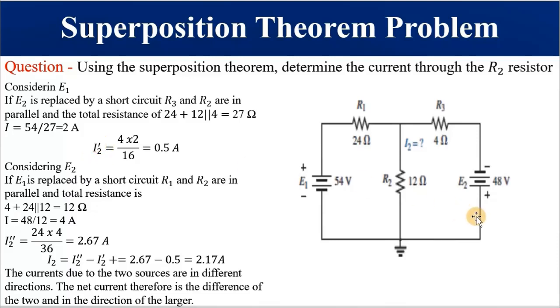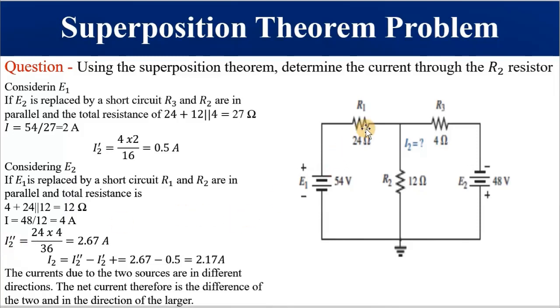We are now going to consider the effect of the 48-volt source, and we are going to replace the other source with a short circuit, and these two resistors are going to be in parallel, and the total parallel combination is going to be added to the 4 ohm resistor, and your total resistance is going to be 12 ohms. To find your total current, you divide 48 by 12, you get 4 amps. To find the current flowing through R2, which is I2, we are going to designate it as I2 double prime.